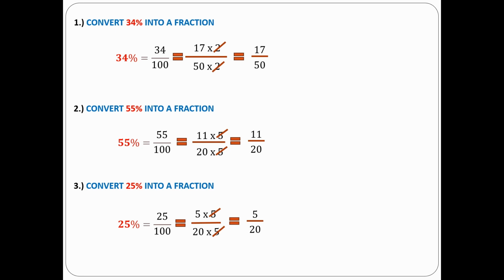It turns out that 20 can be further reduced to 5 times 4. So we can cancel 5. Therefore, 25% is equivalent to 1/4.